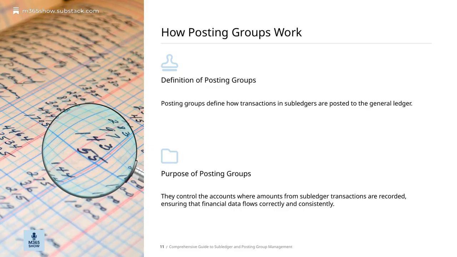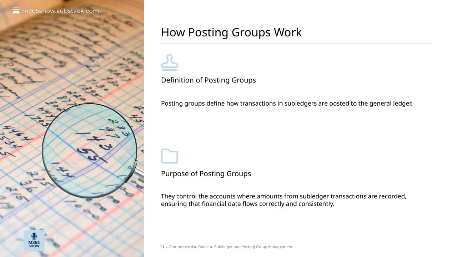Moving on to the purpose of posting groups, these define exactly how transactions in our subledgers are posted to the general ledger. They act as a bridge, ensuring that each transaction ends up in the right account, which helps us keep our accounting organized and reliable. So, what exactly are posting groups? They are essentially categories or classifications that determine the posting rules for different types of transactions. By setting these up properly, we streamline the posting process and reduce the risk of errors.